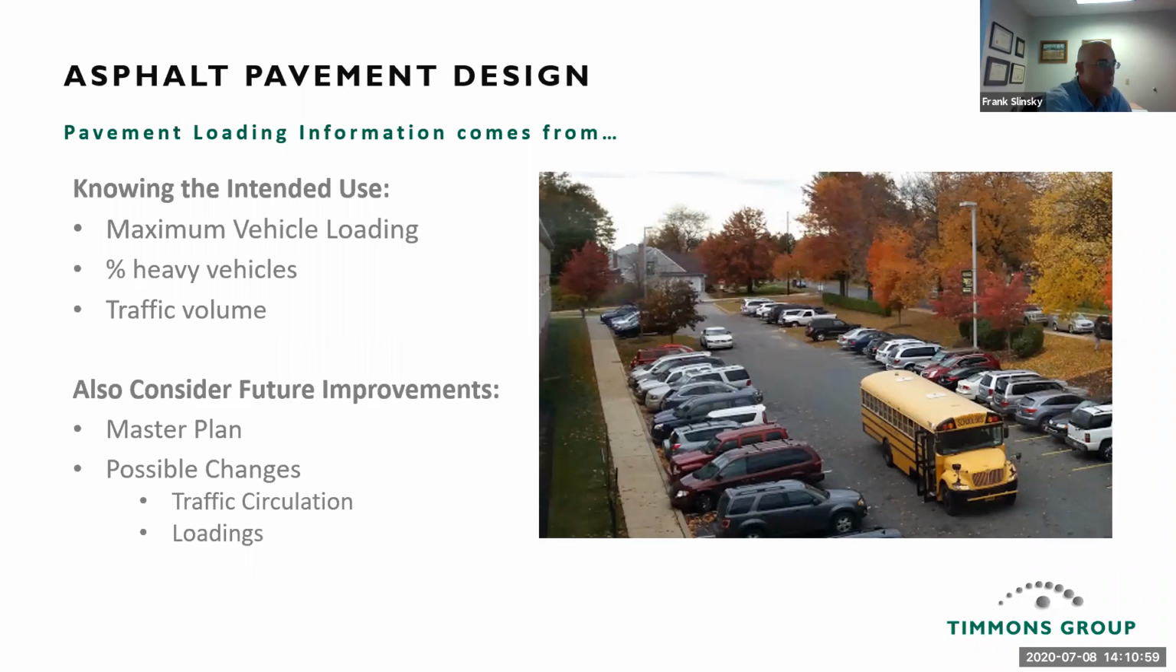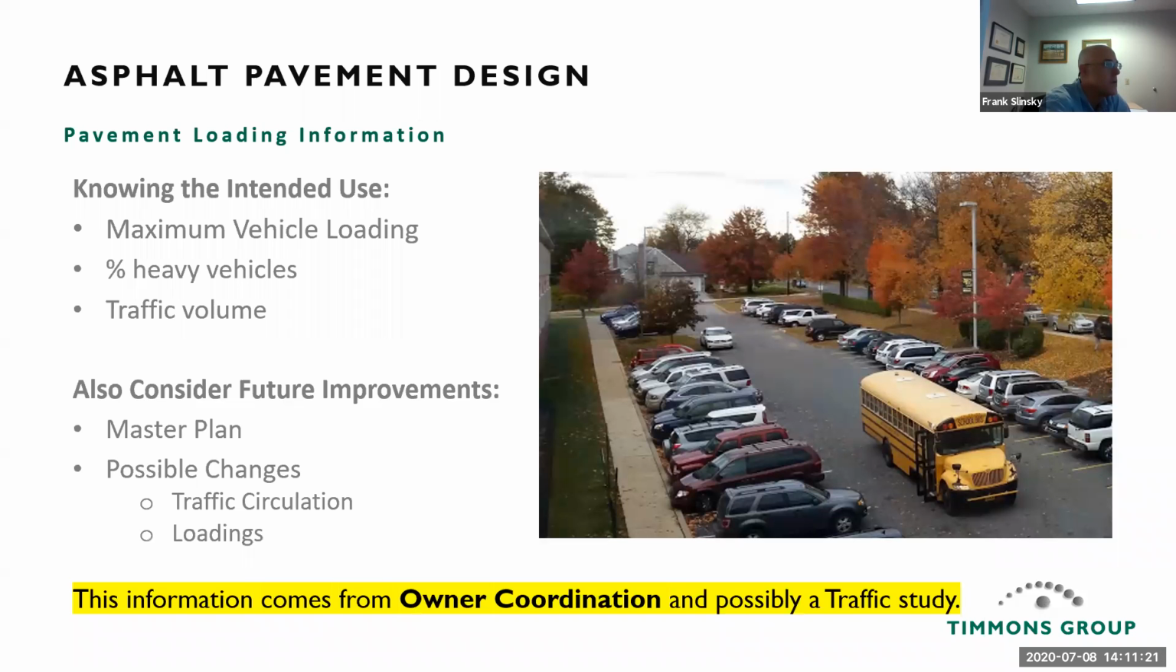Pavement loading information comes from knowing the intended use, maximum vehicle loading, percent heavy vehicles, and traffic volume. Also consider future improvements. Is there a master plan? Are there possible changes in traffic circulation or loadings? This information comes from owner coordination and possibly a traffic study.